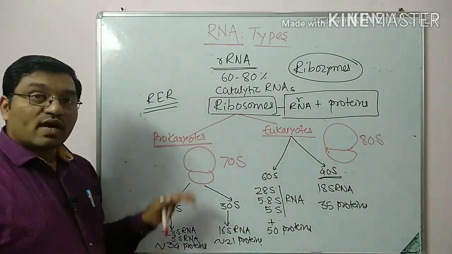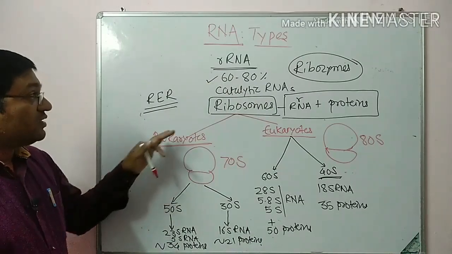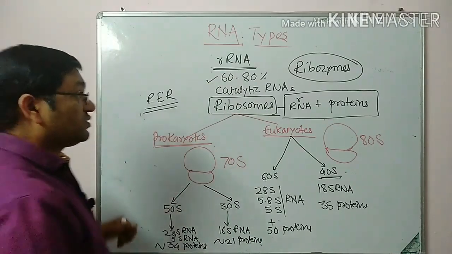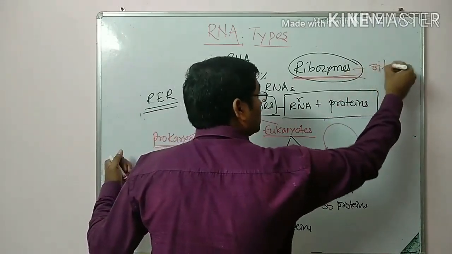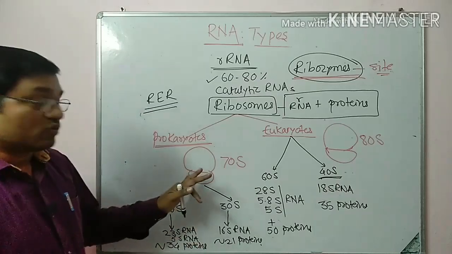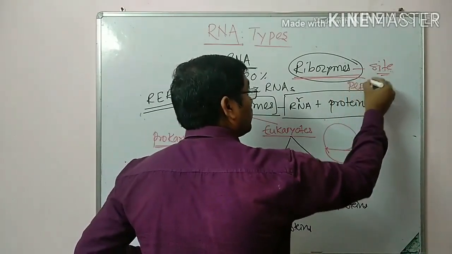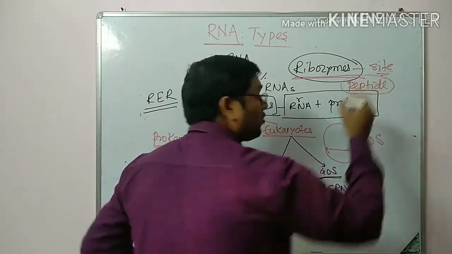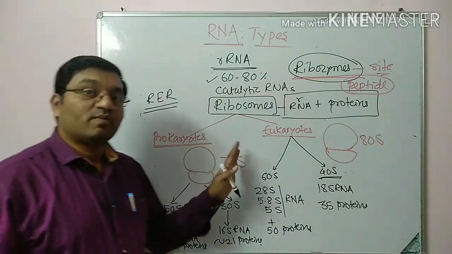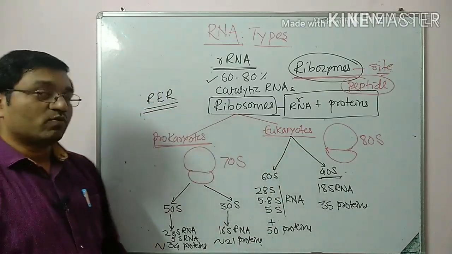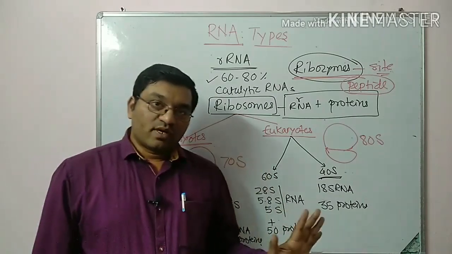This is ribosomal RNA. It constitutes about 60 to 80% of total RNA. The main important function of these ribosomes is that they are the protein synthesizing machinery, a site for protein synthesis. Also, they help in the formation of peptide bonds in the polypeptide chain synthesis. This is an important function of ribosomes. So this is all about mRNA, tRNA and ribosomal RNA.